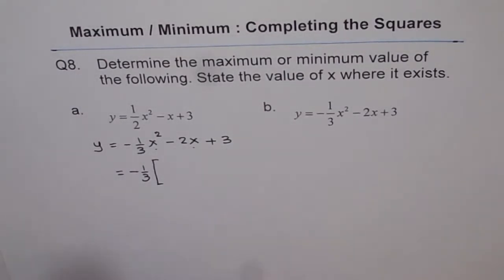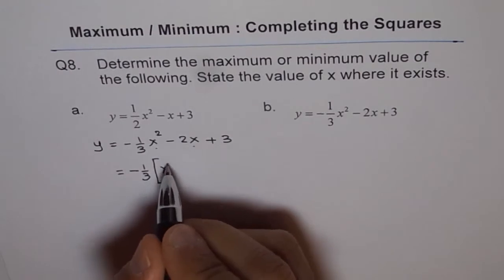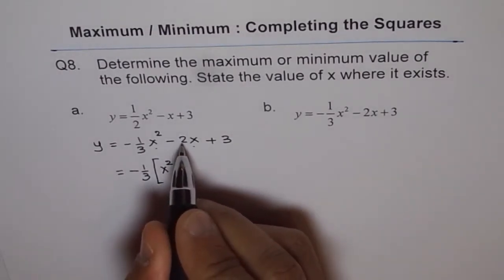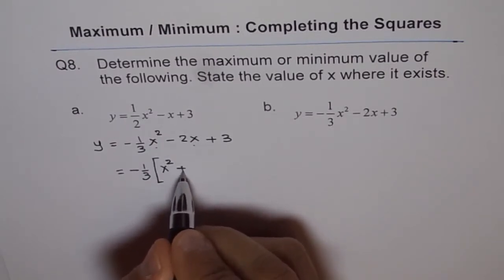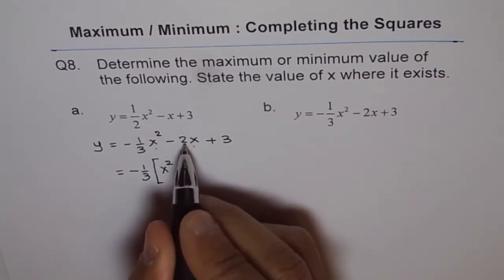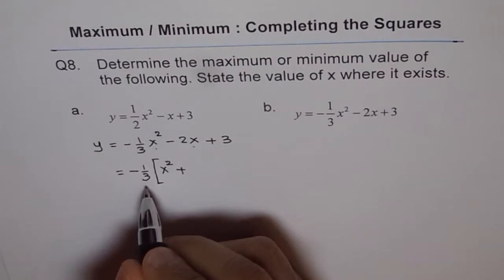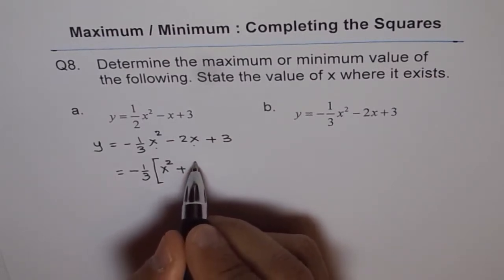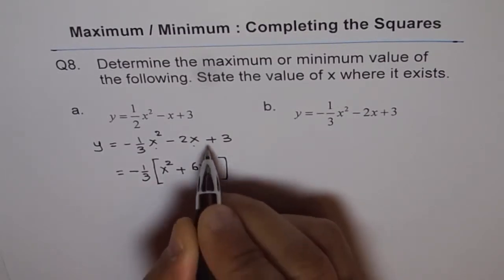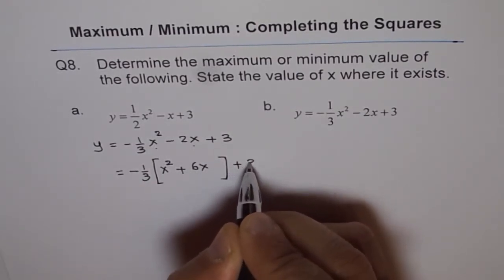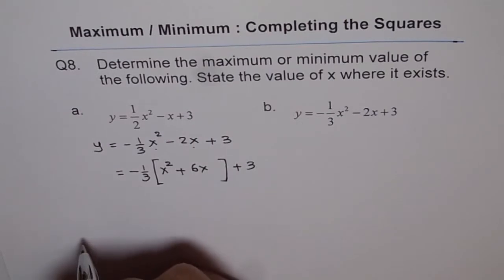We'll keep it separate. Then we get x square here, and what should we get here? Minus, when you divide this, becomes plus, right? And when you divide 2 by 1 over 3, what do you get? You get 6x. So 6x is what you get, plus 3. So keep this outside the brackets, correct?